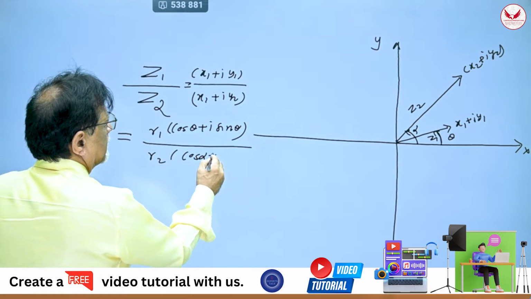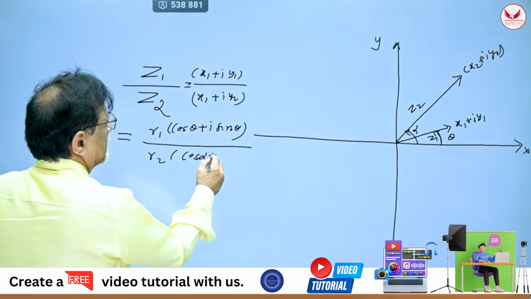I told you, whenever you are dividing two complex numbers, all you have to do is take the conjugate of the denominator. What is the denominator? Cos alpha plus i sin alpha. What is its conjugate? Cos alpha minus i sin alpha. So I'll multiply by cos alpha minus i sin alpha, and if I'm multiplying, then in order to compensate, I will divide also by cos alpha minus i sin alpha. Correct? That is how the division is going to be carried out.